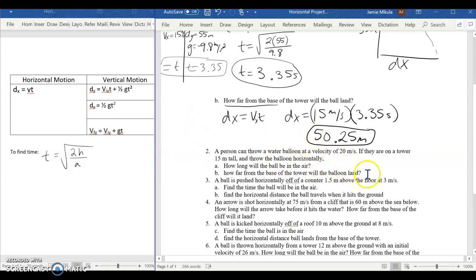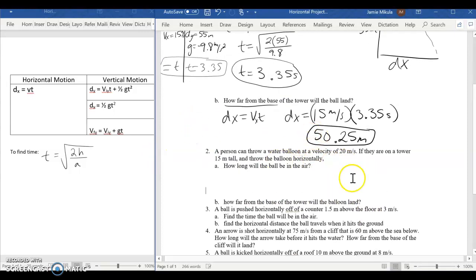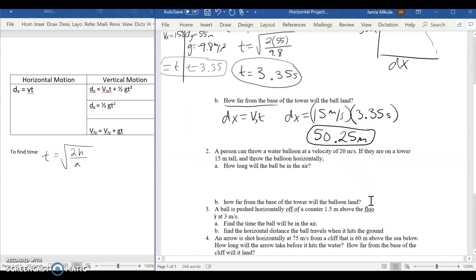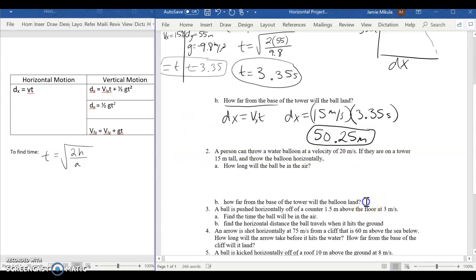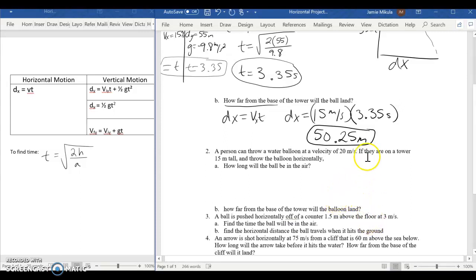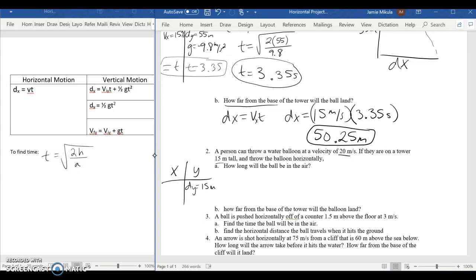All right, I'm going to try to go a little bit faster now that I've done the first one. Number 2. Okay, all right, so here we go. x, y. It says a person can throw a water balloon at a velocity of 20 if they're on a tower 15 meters tall, so dy equals 15 meters, and throw the ball horizontally. So the velocity in the x is 20 meters per second.